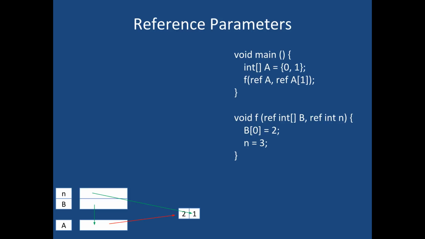We set n to 3. What's going to happen? Yep. It'll change the value of that index to 3. It'll change that to 3. Because the generated code is going to say, go to this address and change it to a 3. Then we return, and we see the changed array.